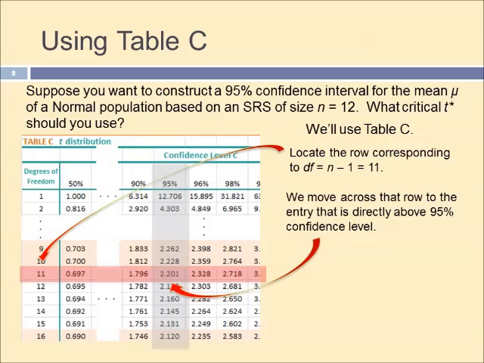Next we move across to the column directly above the 95% confidence level. And where those two overlap, that's our critical t-value. So the desired critical value is t star equals 2.201. Notice that's bigger than 1.96 we used before.